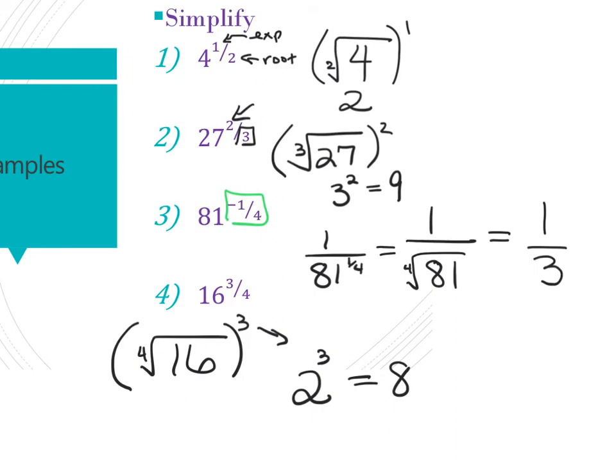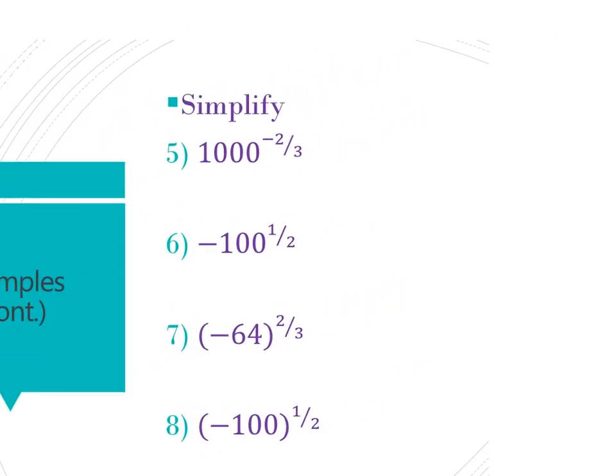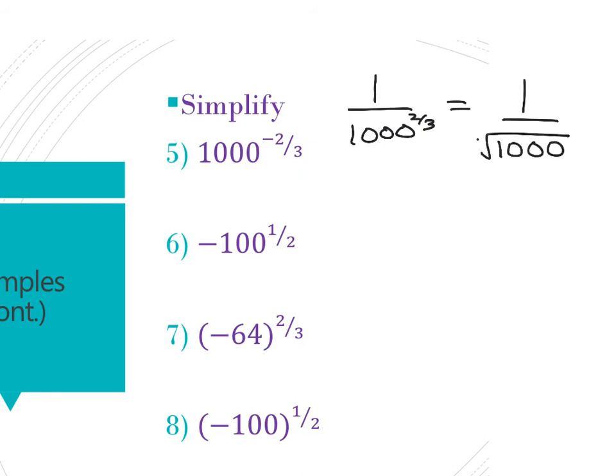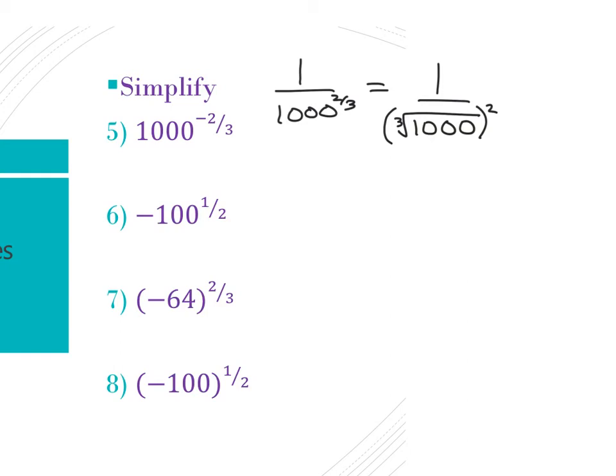Next one. Negative exponent again. So put it underneath a 1. Make the exponent positive. And now we can write it with the radical sign. 1,000. You're going to find the cubed root of it. Once you do that, then you square it. The cubed root of 1,000 is 10. Then I have to do the exponent, and I get 1 over 100.